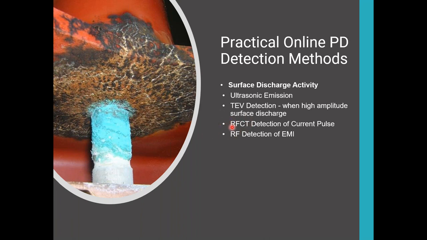RFCTs on cables: typically if it's on a termination, you can pick it up. Surface discharge elsewhere, not so much. You can't pick up a broad area, but if the surface discharge is coming in contact with your shields, you'll pick it up with your RFCTs. And the RF detection is very good, especially in noisy environments, for picking up surface discharge.